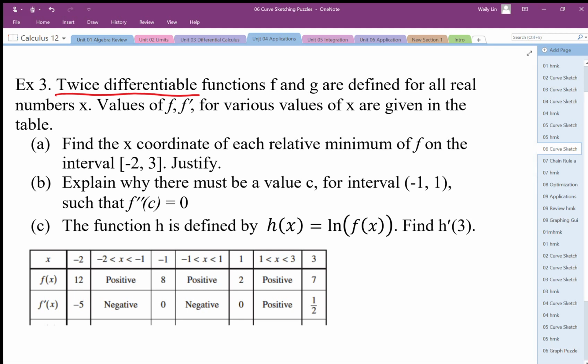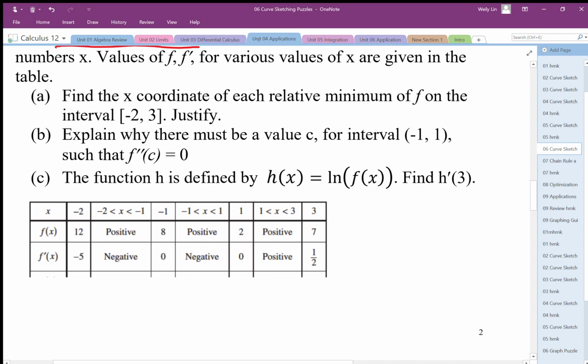So part A says x coordinate of each relative min. Find the x coordinate of each relative minimum of f in this interval. Well, if that's the case, we need to test where the derivatives are equal to 0. So the derivative is equal to 0 here and here. That means that we should test the slopes at that point.